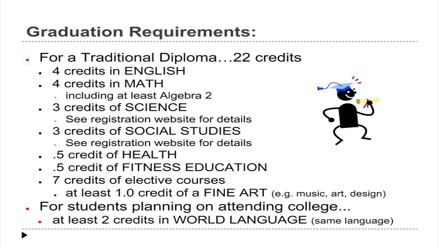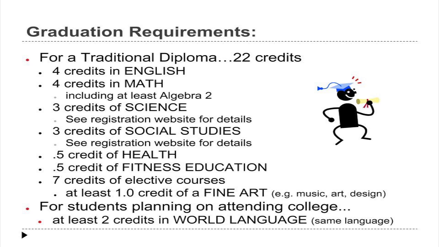This includes 4 credits of English, 4 credits of math, including Algebra 2, 3 credits in science, 3 credits in social studies, 1/2 credit in health, 1/2 credit in fitness education, and 7 elective credits, including 1 fine arts credit. For example, music, art, or design.